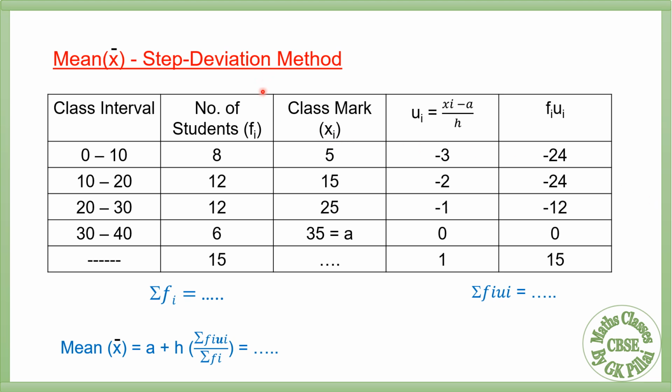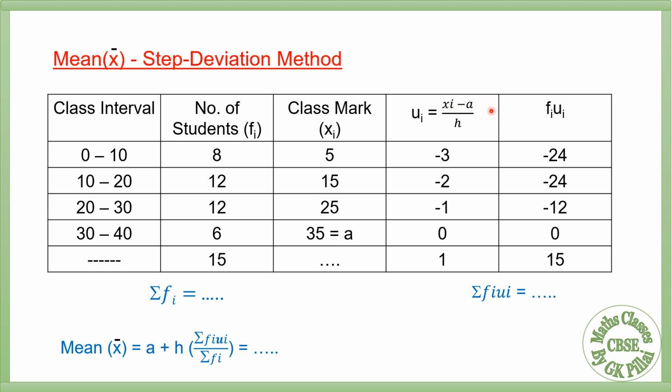Next one is the step deviation method. In the step deviation method, there is some difference. Class interval, frequency, class mark, all the three are the same. Now the A you have to mark the way I discussed in the previous one. Now you will write ui equal to xi minus A upon h. Xi minus A upon h.